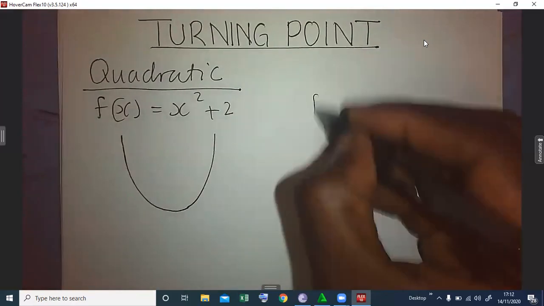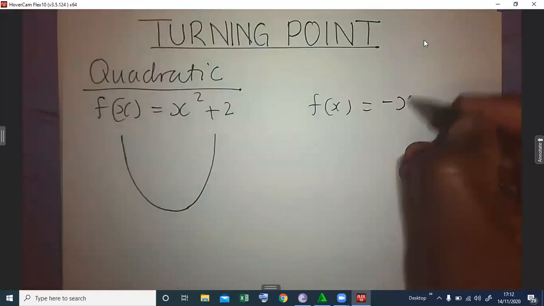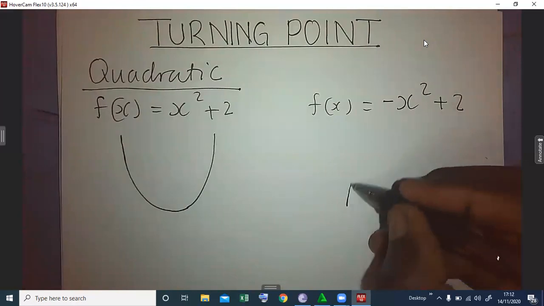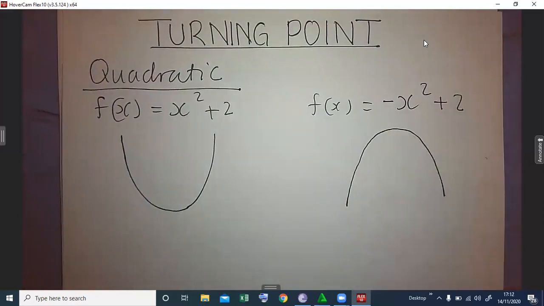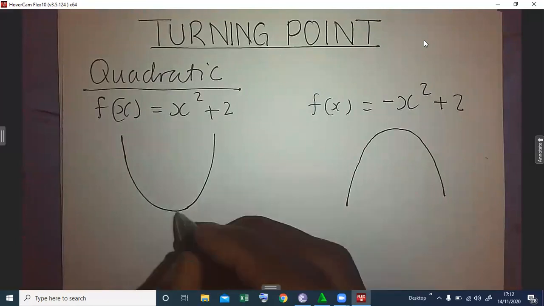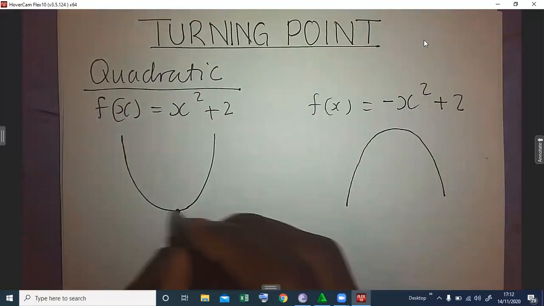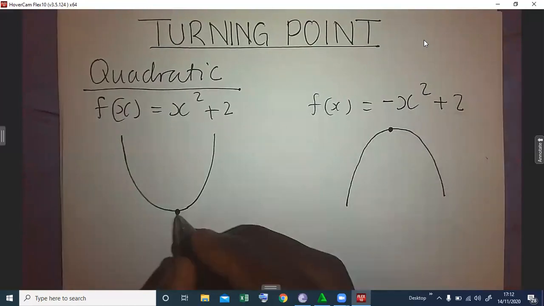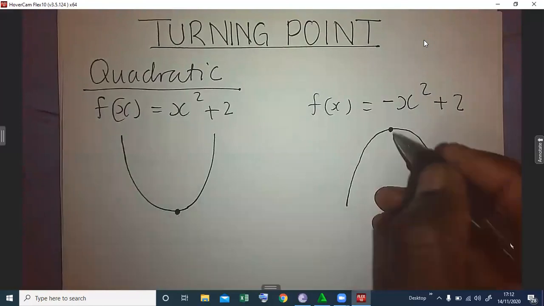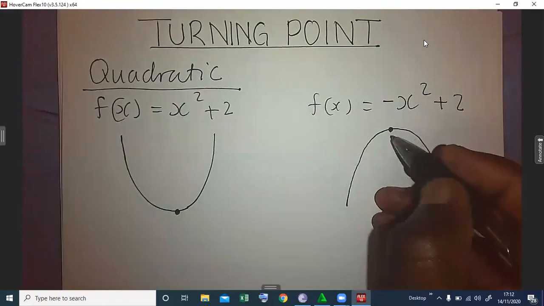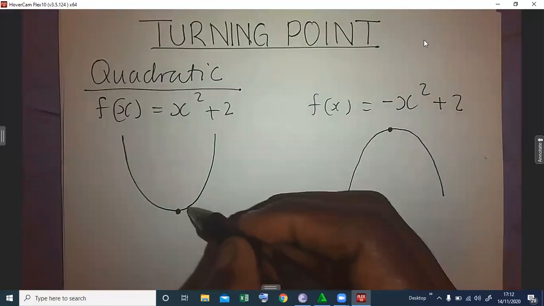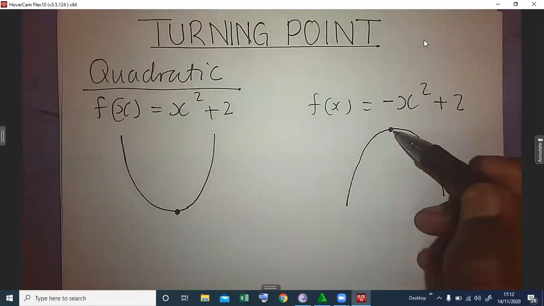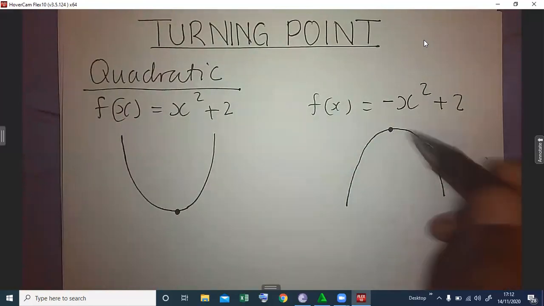And when we have a function which is like minus x squared, let's say plus 2, this one will give us a curve which is facing downward. In such a curve, here is our turning point. And in such a curve, here is our turning point. Normally, this is known as a minimum turning point, and this one is known as a maximum turning point. For the minimum turning point, the curve is a U-shape. And for the maximum turning point, the curve is an N shape.